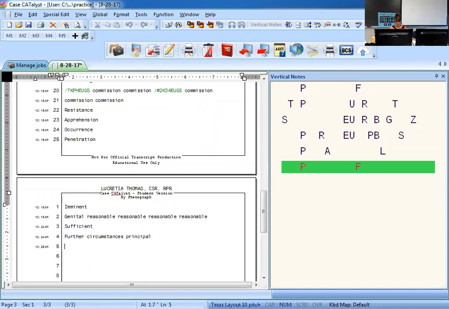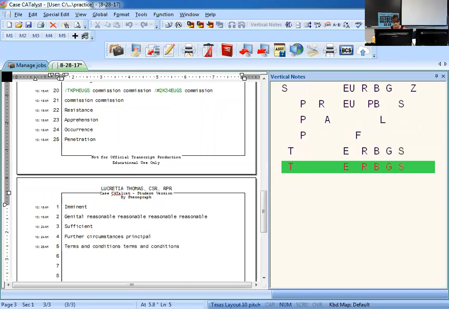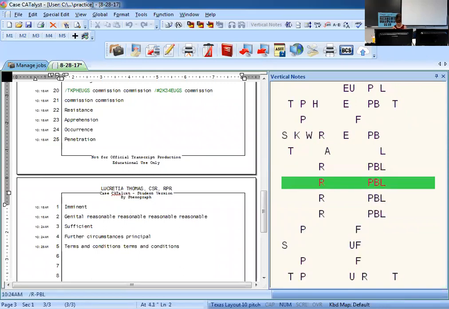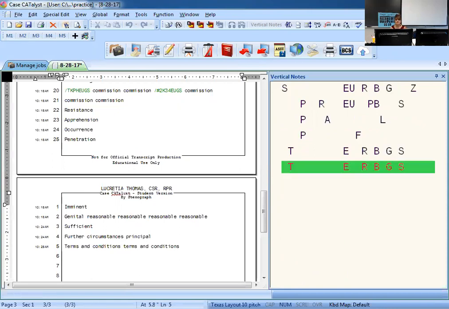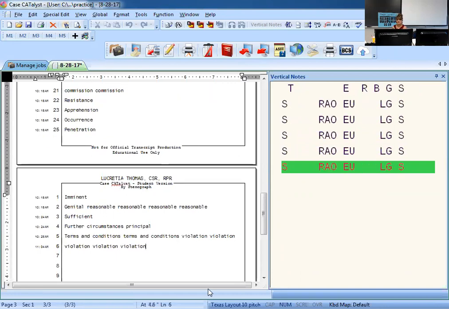You've got terms and conditions. It's T-E-R-X, terms and conditions. You've got T-E-R-X, sorry. You have violation. Is V long I-L-G-S, violation.